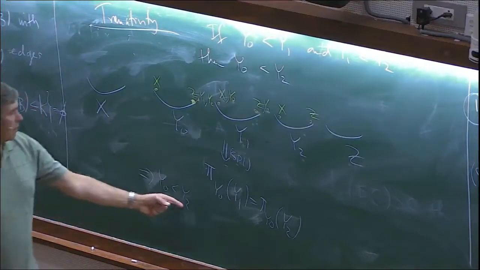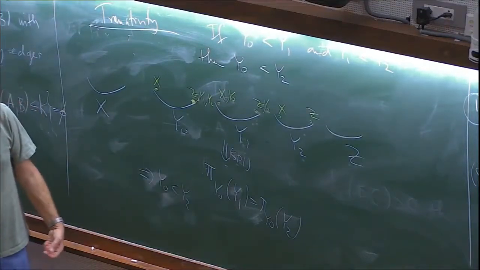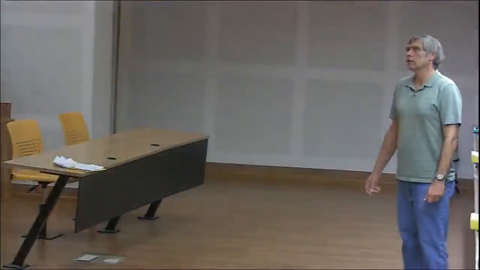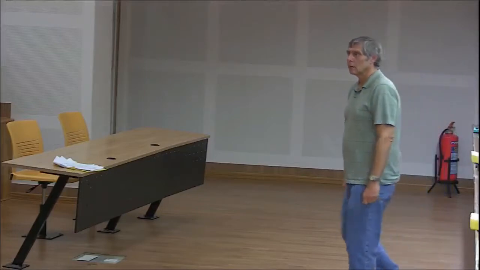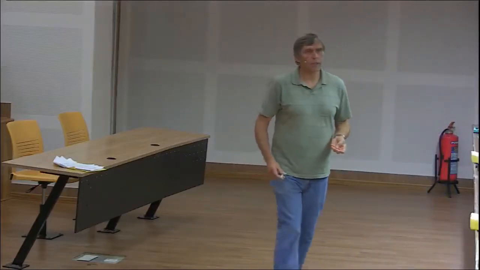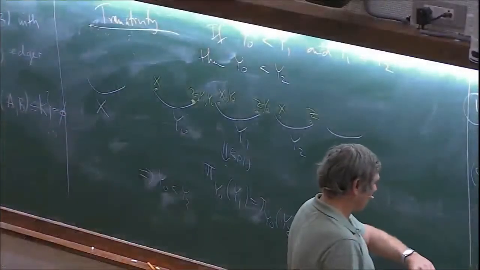But that tells me that y0 is less than y2, because y2 projects to the same place as z. That was the definition of the order. One of the six equivalent definitions. So the picture of the order is just that. I'm done.